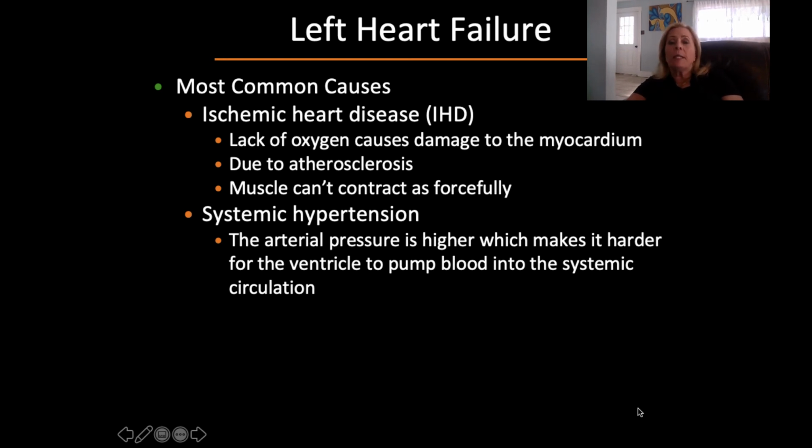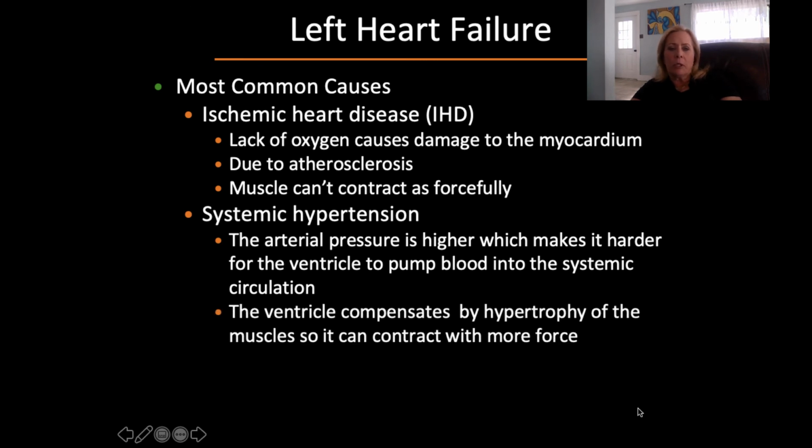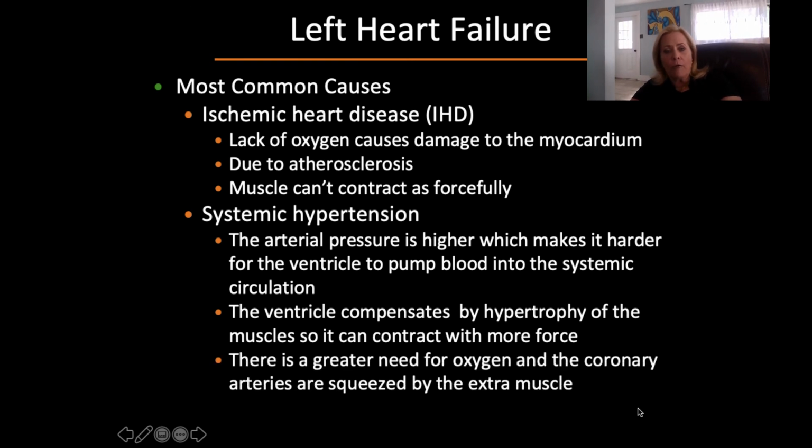Another problem would be systemic hypertension. Because there's arterial pressure buildup, it's much more difficult for the ventricle to pump that blood into the systemic circulation. And so again, as that ventricle has to work harder at pumping the blood, you're going to see hypertrophy of the muscles so that it can contract with even more force. And because it's contracting with such great force, it's going to have a tremendous need for oxygen.